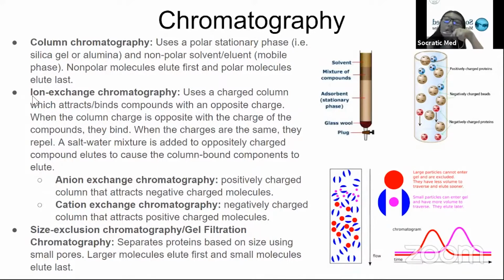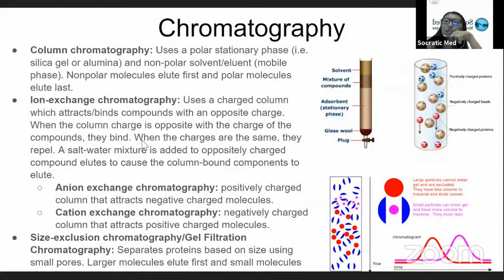And then we also have ion exchange chromatography, which instead of a polar stationary phase, uses a charged column, which attracts and binds compounds with an opposite charge. So when the charge is opposite to the charged column, it tends to cause more binding. And if the charges are the same, it causes more repelling. So then the molecules would most likely come out a lot faster.